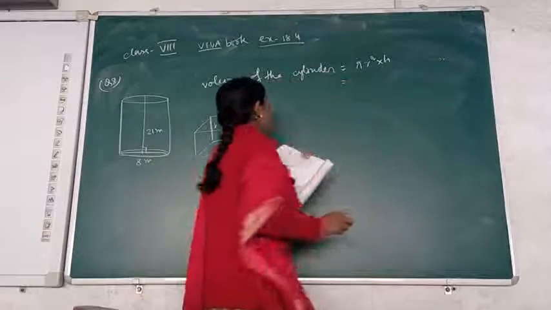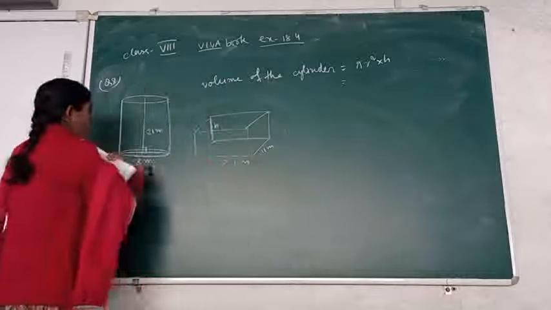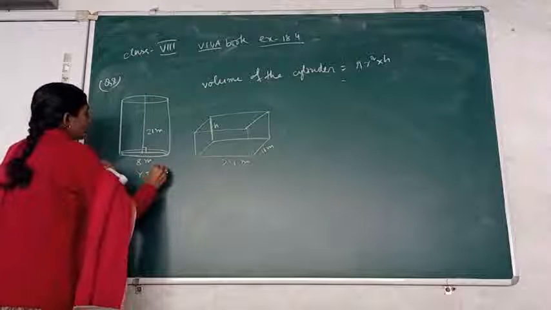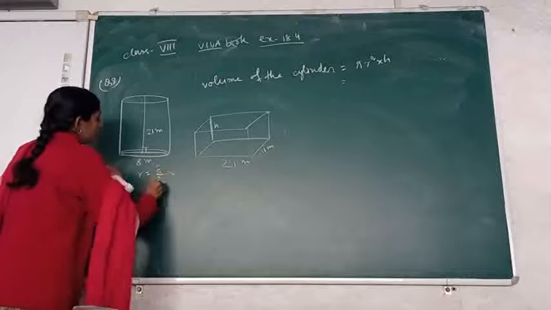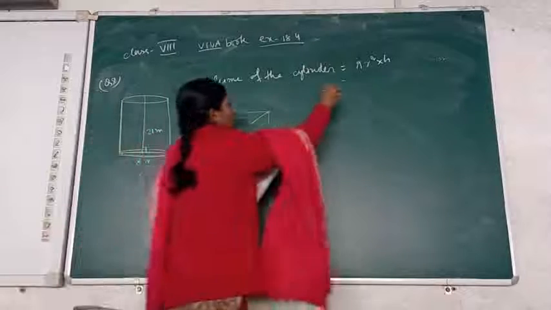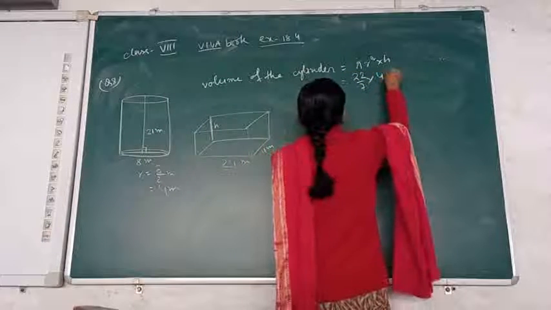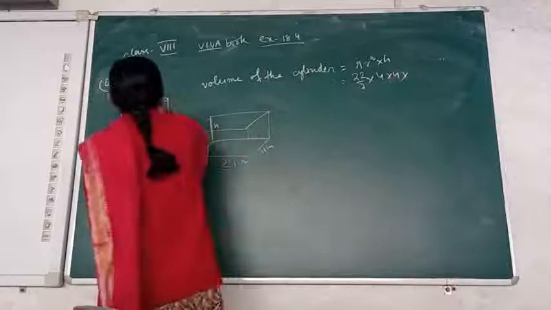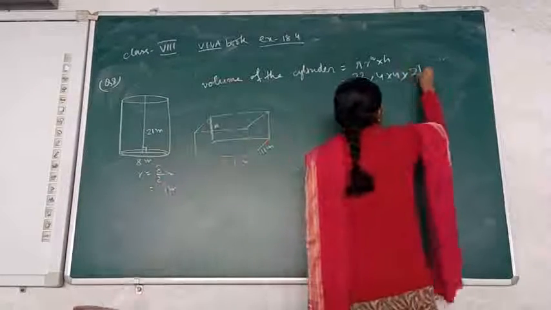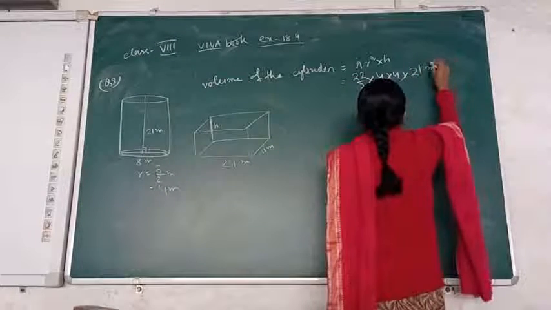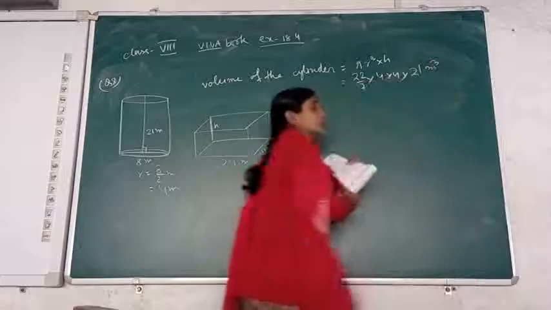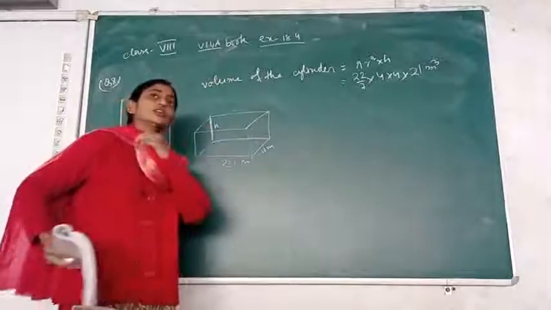Yes. So here r will be how much? If diameter is 8, so r will be 8 by 2 meter. That means 4 meter. So I will put this one here only. It is 22 by 7 into 4 into 4, and height of the cylinder has been given as 21 meters. So that much meter cube soil will be dug out. That is the volume.